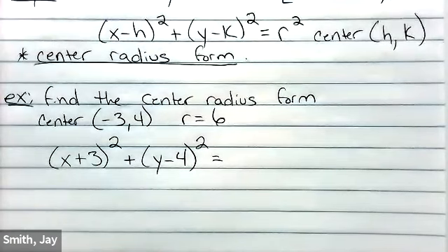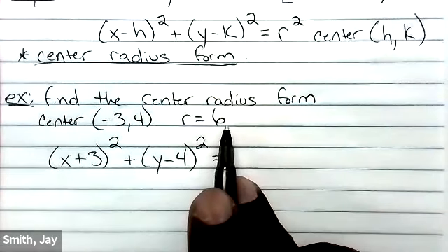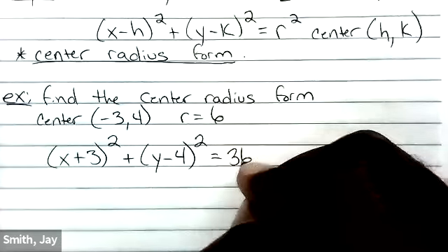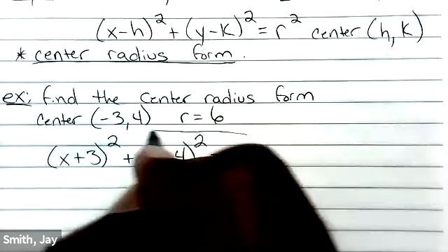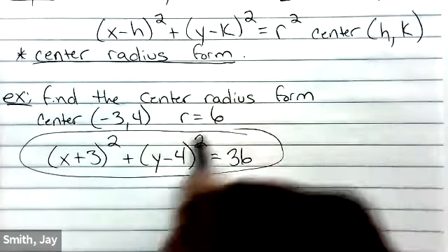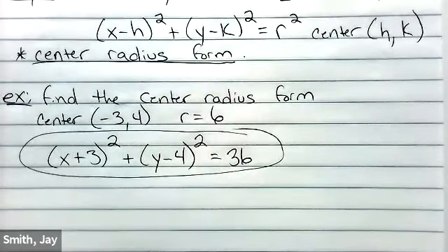Right. So we have (x + 3) squared plus (y - 4) squared is equal to the radius squared. So if our radius is 6, the radius squared is 36. And this will be the center-radius form for a circle whose center is at the ordered pair (-3, 4), and whose radius is 6 units.